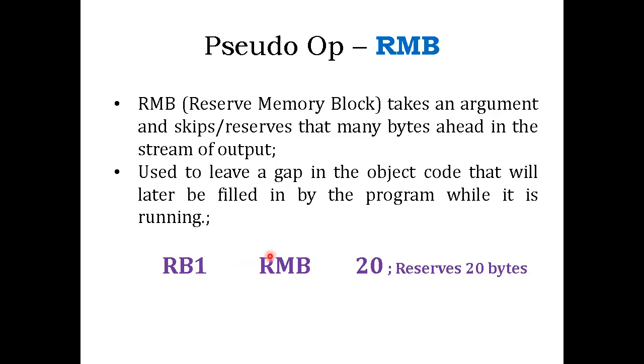Then if you just write RMB and 20, that means you are trying to reserve 20 consecutive bytes. So it will actually block that. Now, what do we mean by block? That means it will skip those 20 bytes and then do something else. Later, if you really try to use this memory block, you can always use RB1 and save something there, right?